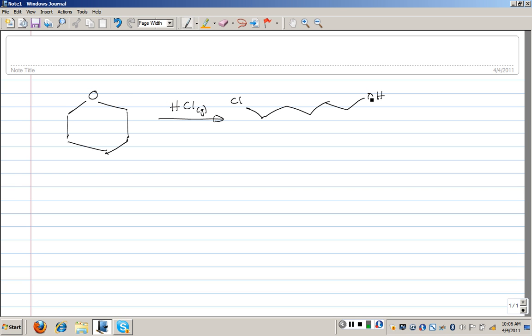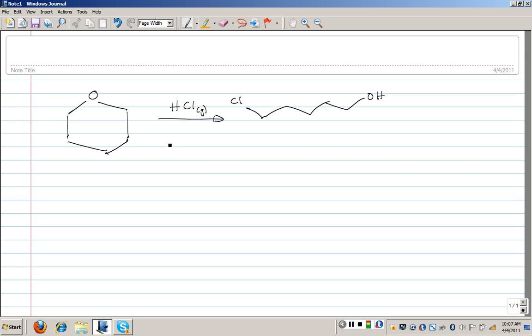So I can say this O is bound to methylene, methylene, methylene, methylene, methylene. So in a sense then, this Cl, which is bound to a methylene group, is going to be bound to probably this methylene or maybe even this one, okay?